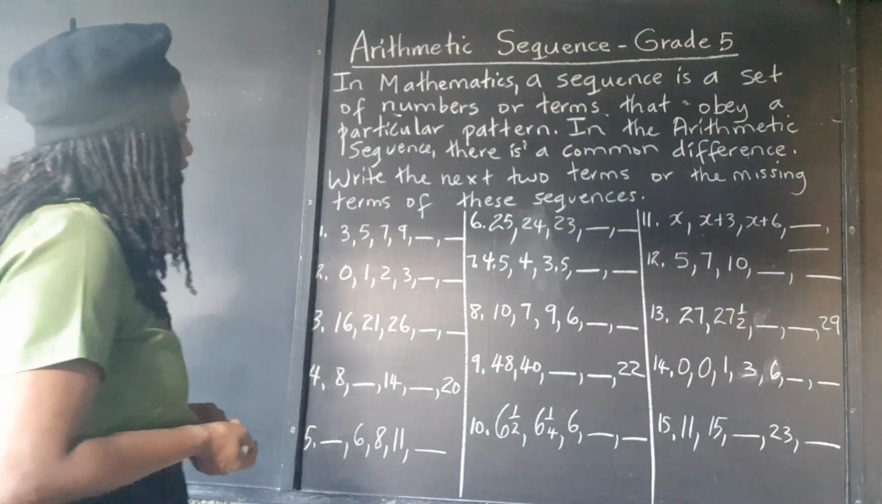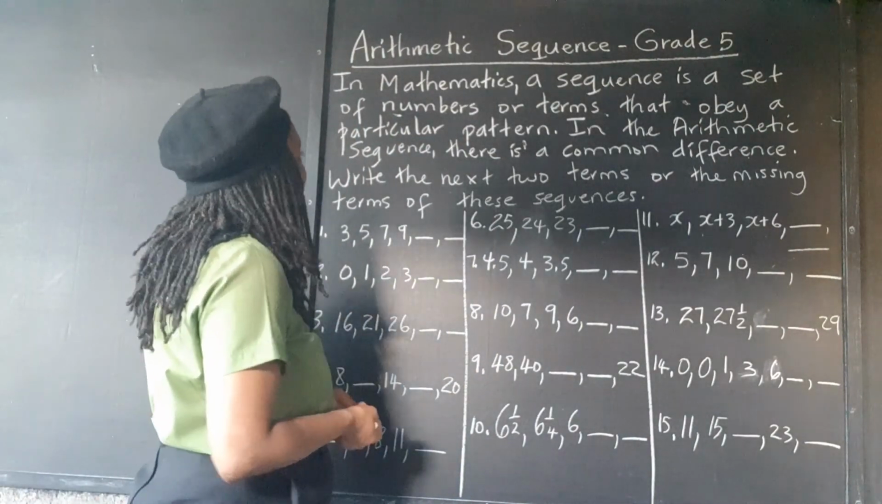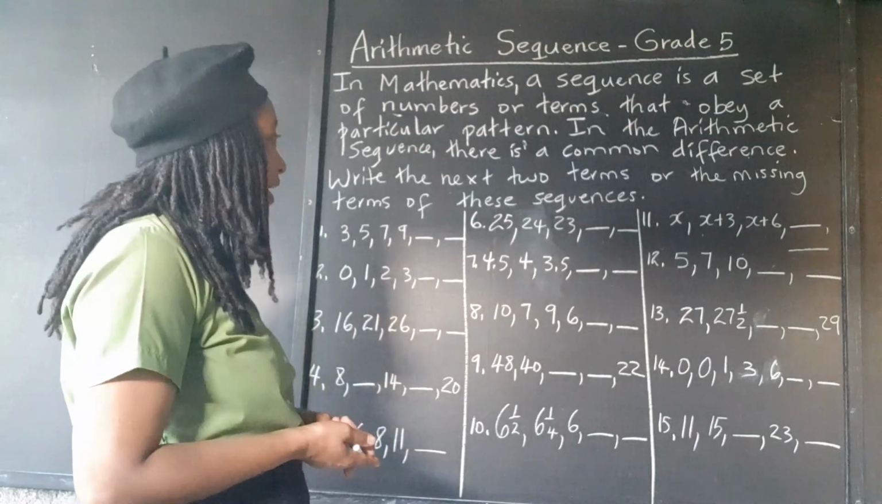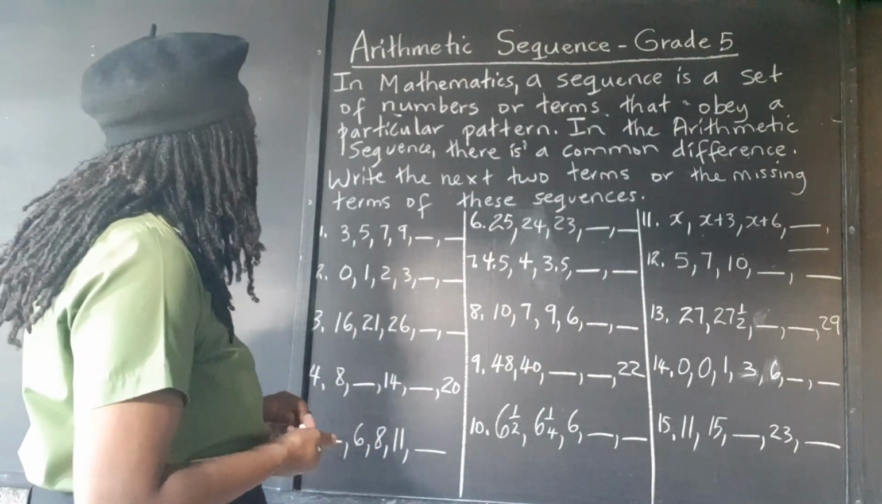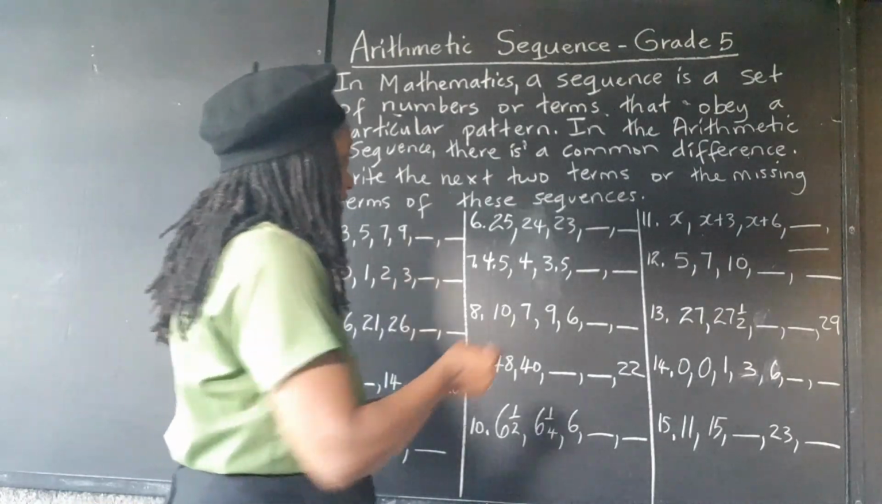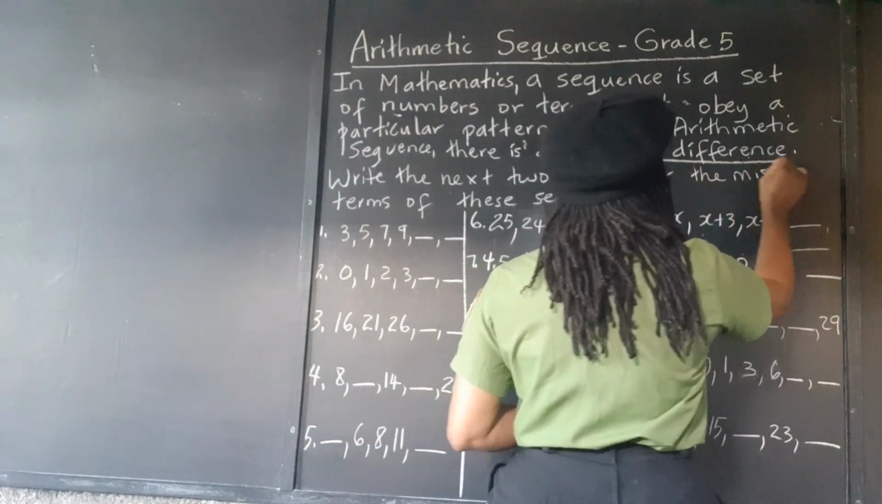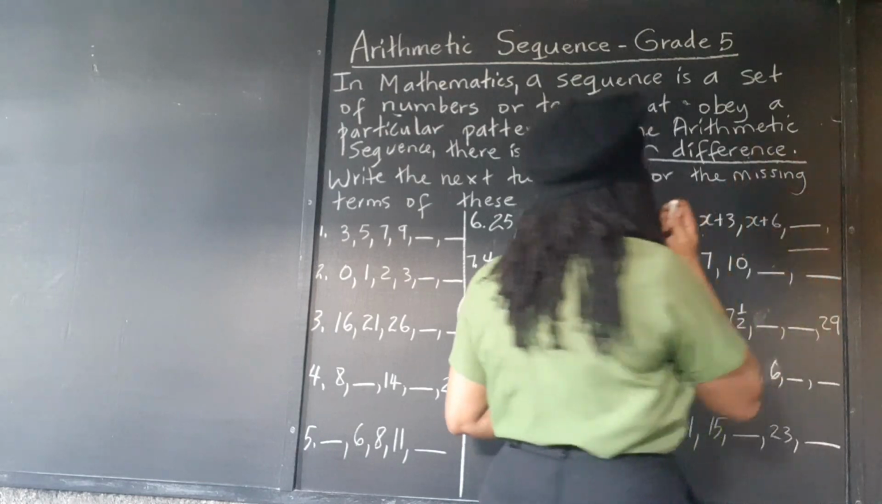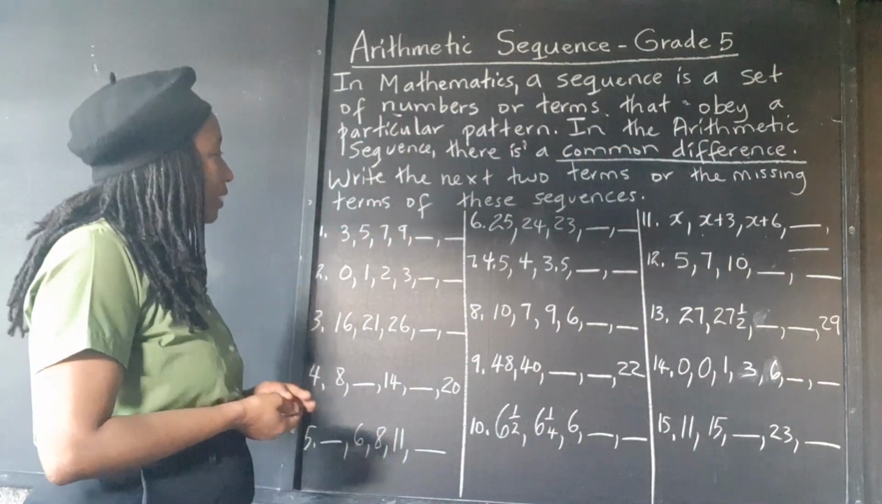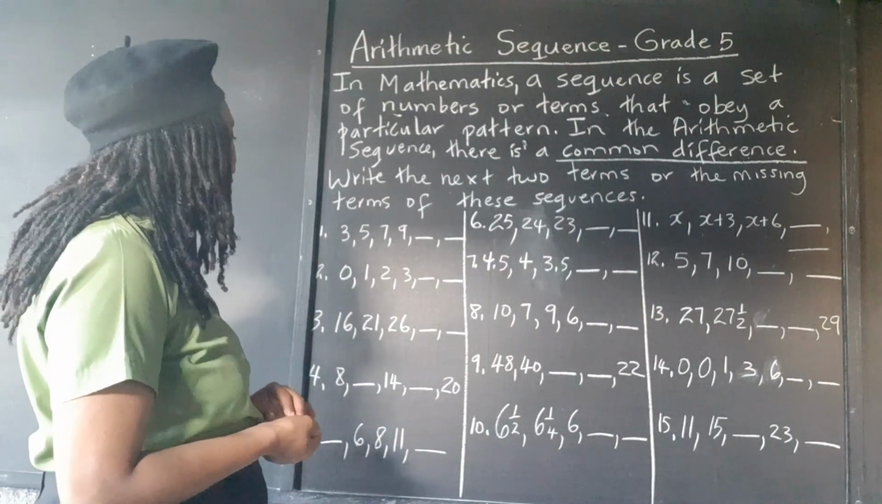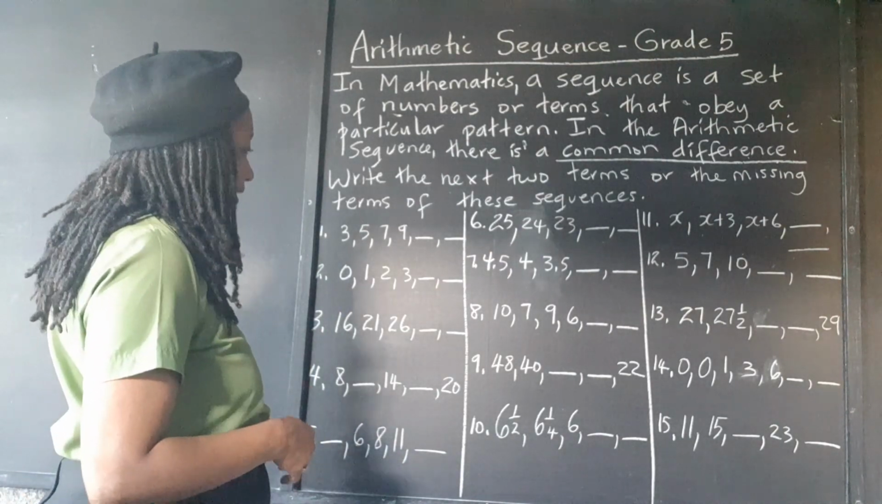Alright, so definition: in mathematics, a sequence is a set of numbers or terms that obey a particular pattern. In the arithmetic sequence, there's a common difference, right? So the common difference, which is often denoted by the letter D. So we are to write the next two terms or the missing terms of these sequences.